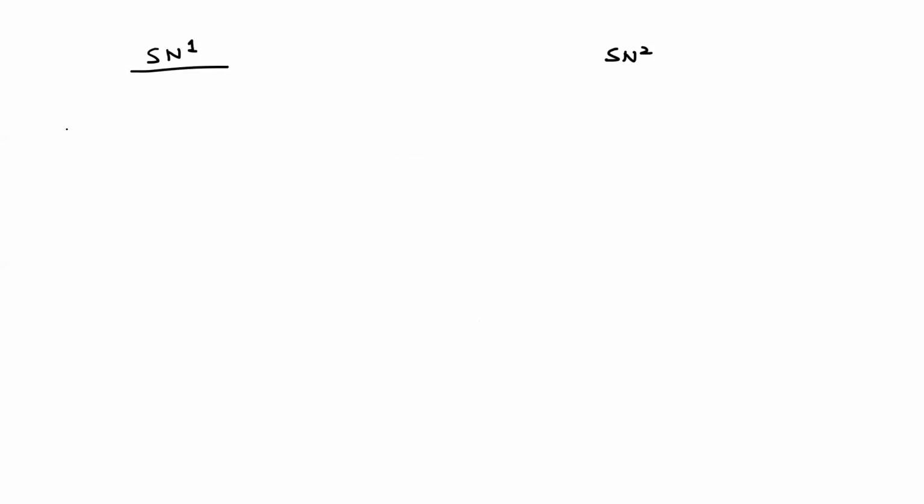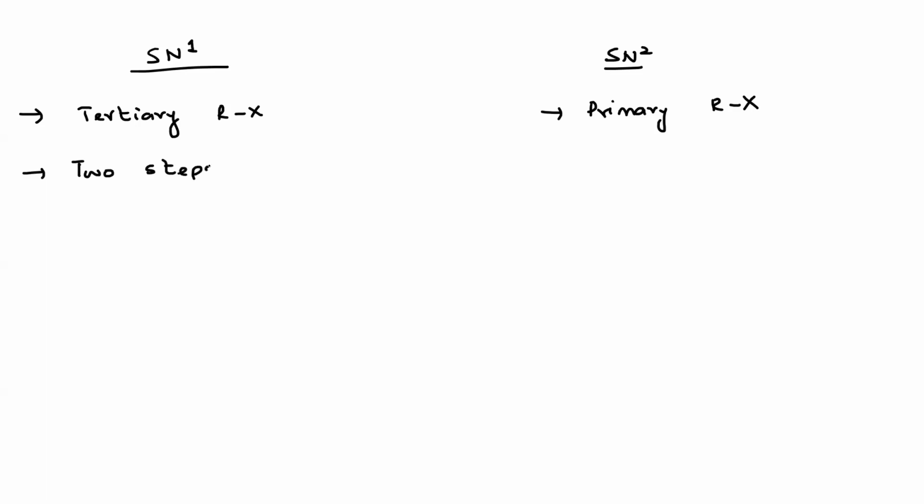SN1 reactions would be shown by tertiary alkyl halides. SN2 reactions would be shown by primary alkyl halides. Then SN1 basically proceeds in two steps. As we are going to discuss the mechanism, you'll see that there are two steps, step 1 and step 2, in an SN1 reaction. However, an SN2 reaction is a single step reaction.